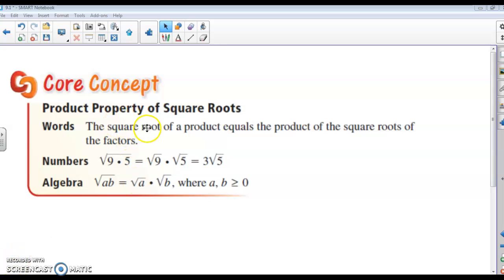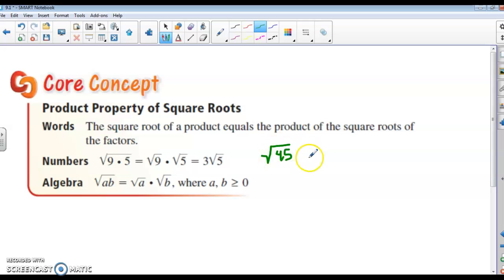So the product property of square roots. What that's saying is that if you have the square root of, let's say, 45, that's basically what this is saying here. They're saying if you have the square root of 45, well, 45, you're looking for the biggest perfect square factor of 45.